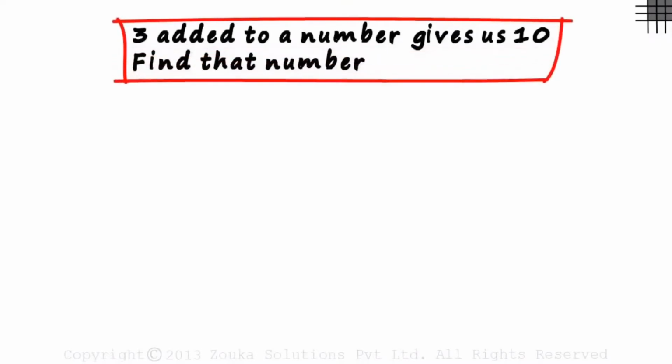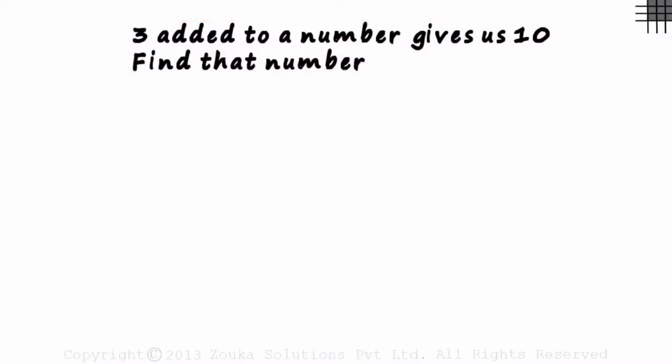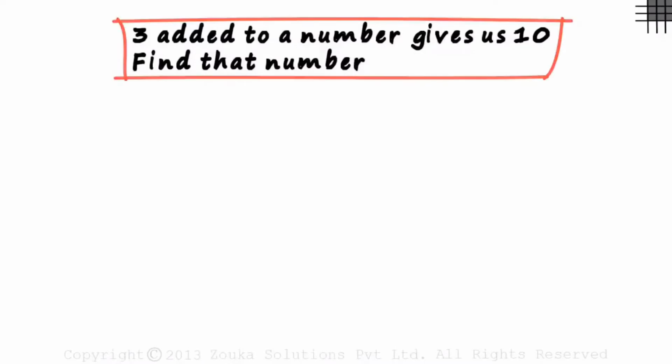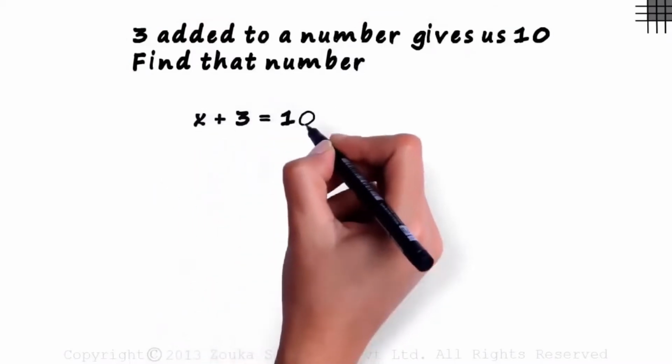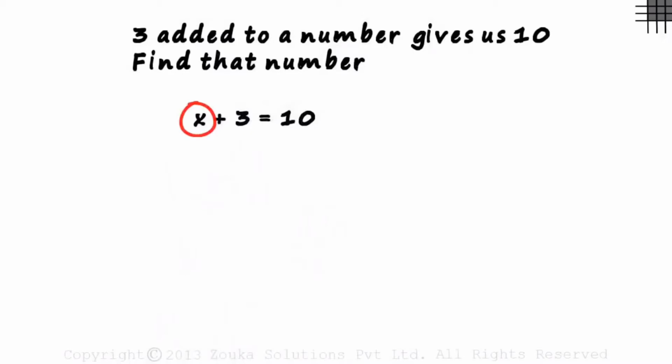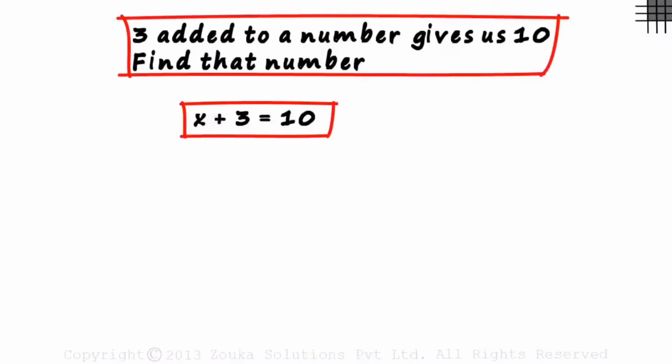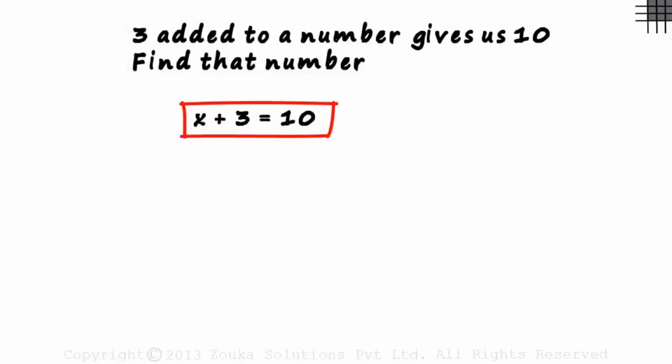Problem. 3 added to a number gives us 10. Find that number. We know it's 7, but that's not the reason why I asked you this question. I want to know how we can represent this problem in a simpler way. We can probably say x plus 3 equals 10. Find x. 3 is added to a number to get 10. We just assign a variable to that number. This is called an equation, and it helps us write large problems like these in a shorter way.